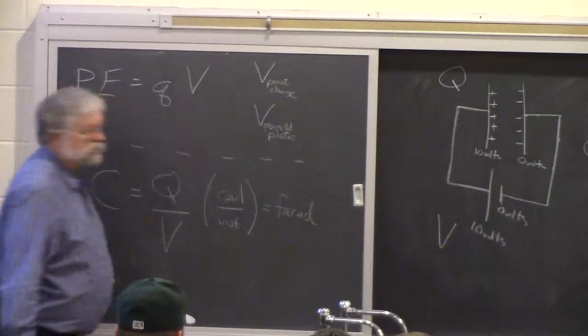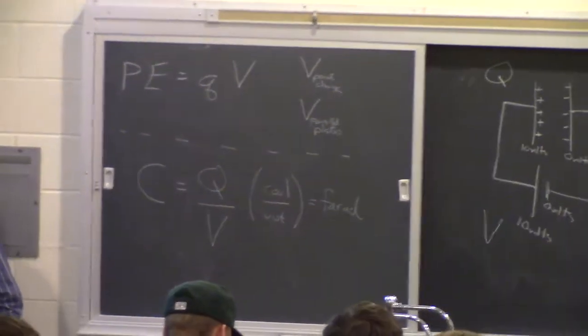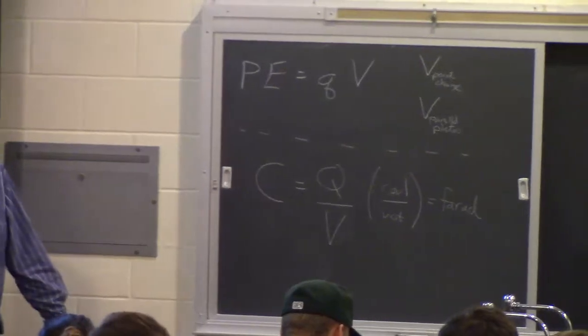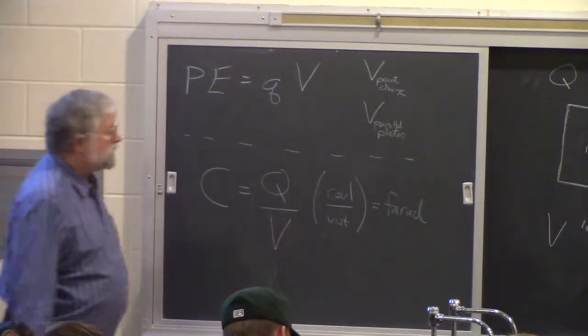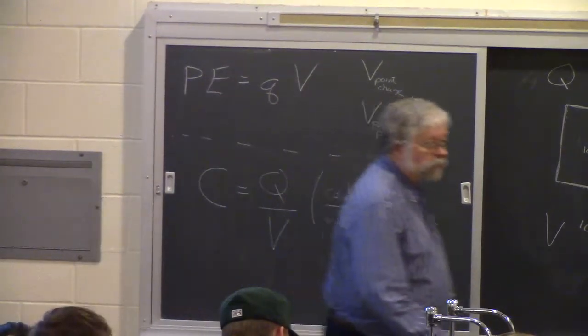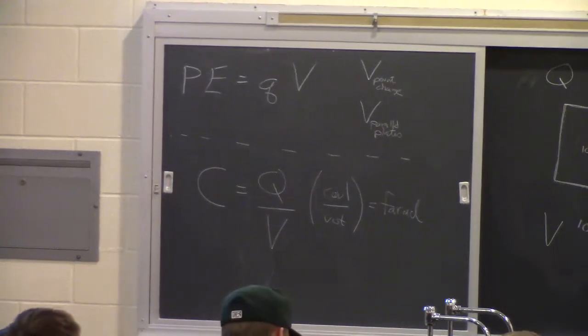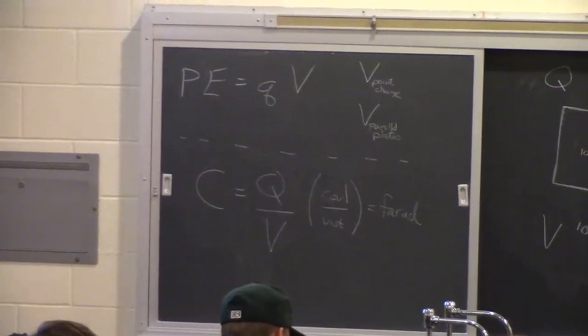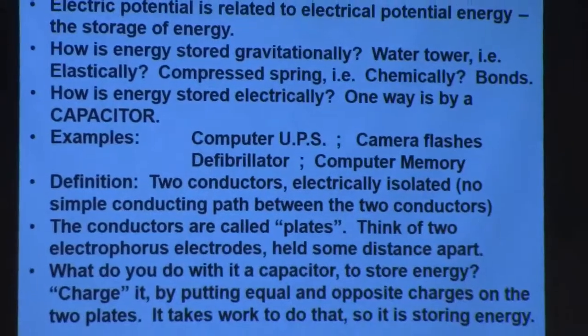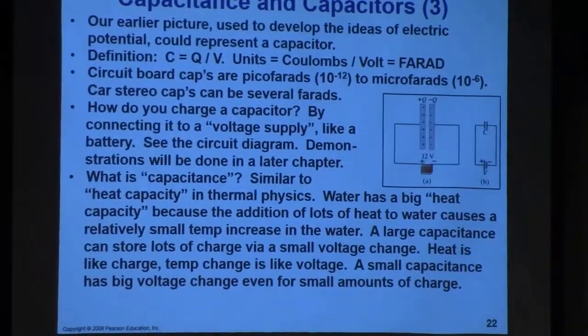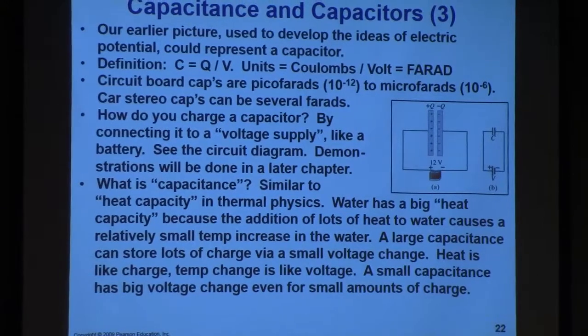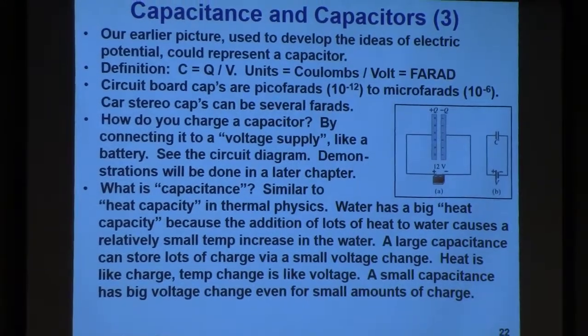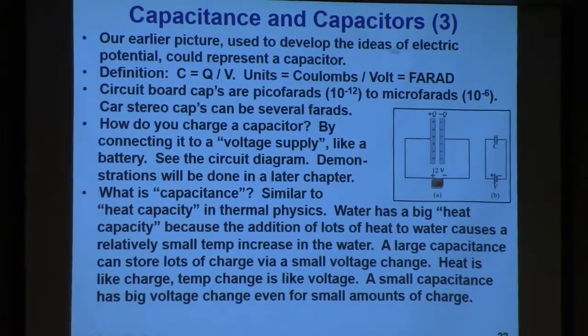A coulomb per volt is called a farad, named in honor of Michael Faraday, who made a lot of electrostatics discoveries back in probably the 1800s. So let's get back to where we were here. Okay, there's our definition: C equals Q over V. Units are called farads.